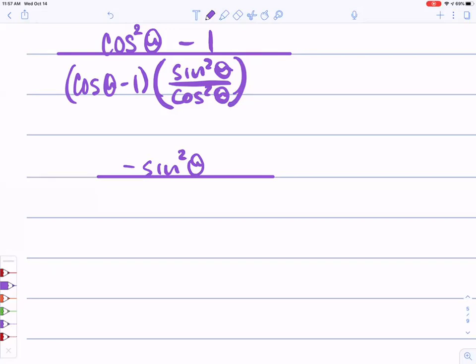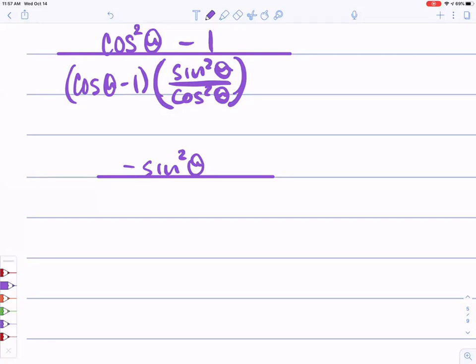Reciprocal? Yeah, I can do that. All right, so you just have to be really careful when you do this, because reciprocal only works when you're dividing by a fraction, and right now I'm not dividing by a fraction. Right now I'm dividing by a product. Okay, so you have to be careful about this.